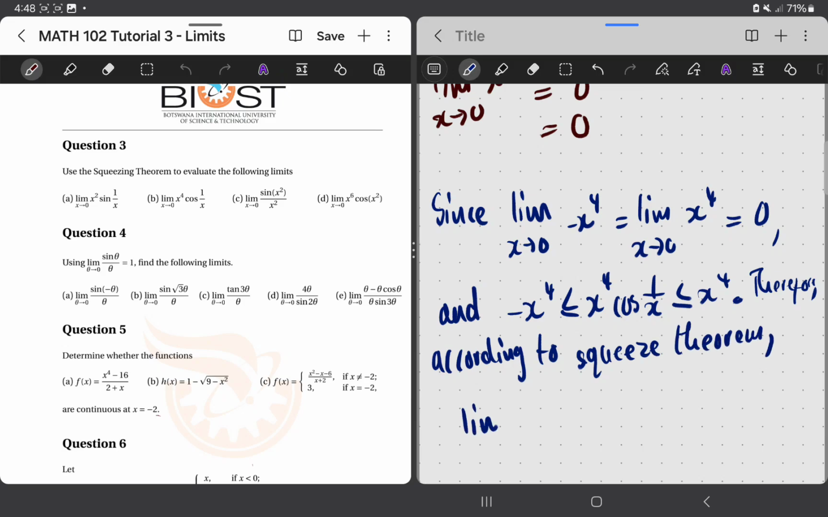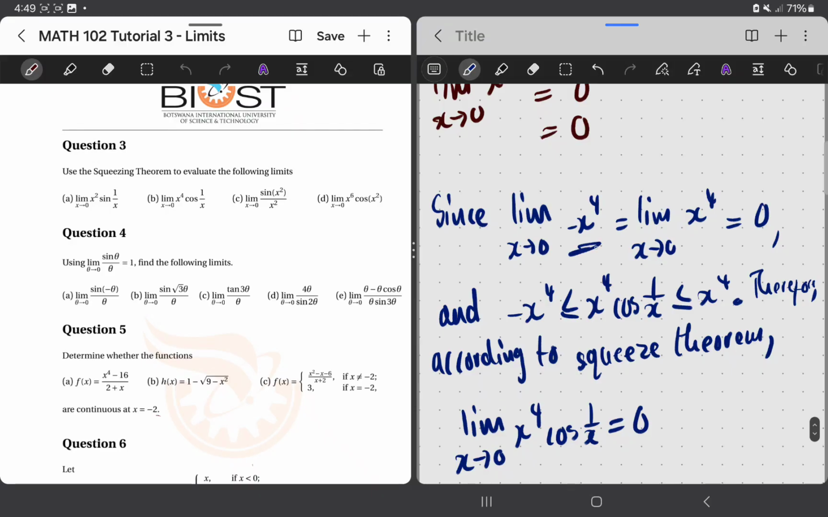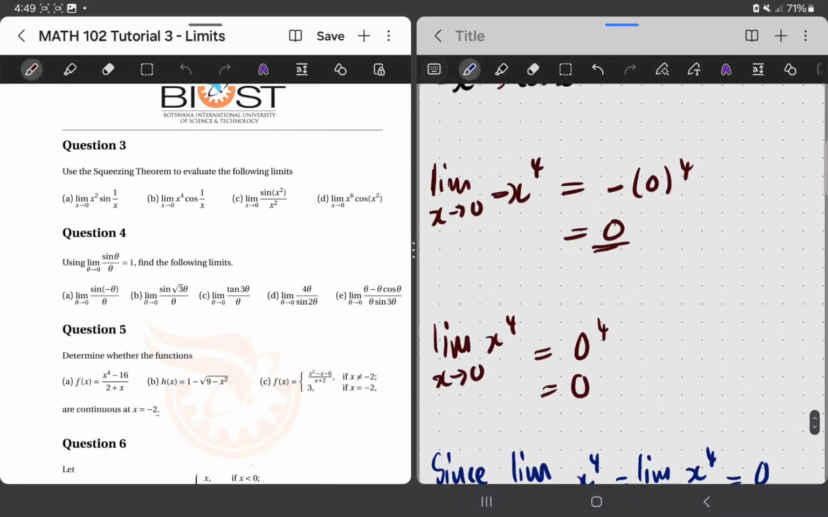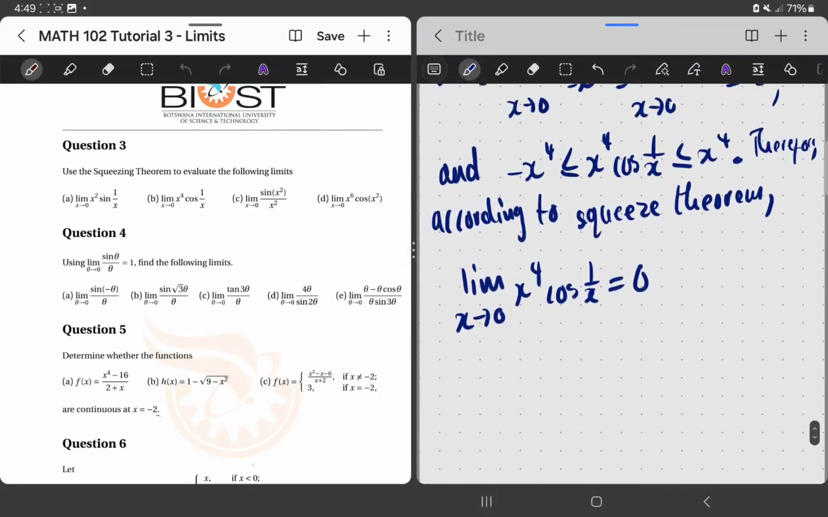you can now say the limit as x goes to 0 of x to the 4 cos 1 over x is just going to be equal to 0. And we would be done, and this would be our solution. We have found for this one, and we have found for the one on the left and the one on the right. So this brings us to the end, and this will be the final limit.